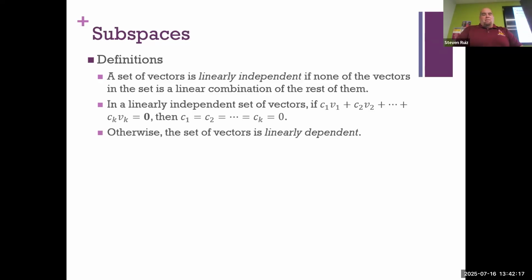Another way to think about this: let's say you have this long equation, C1V1 plus C2V2, all the way up. If I take all the linear combinations together and add them, I get the 0 vector. If the only way to do that is to have all the constants be equal to 0, then I have linear independence. That was kind of a strange way to think about it, but I want to unpack it for you. So let's go back to the ones we just looked at.